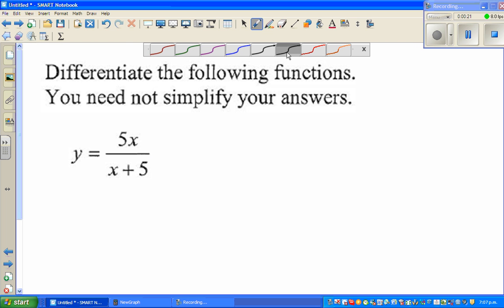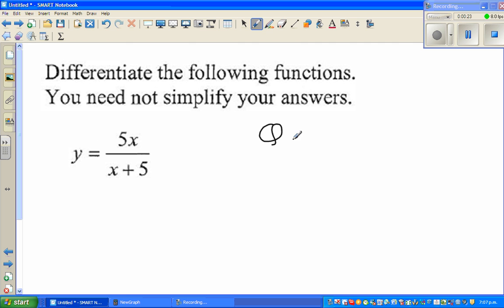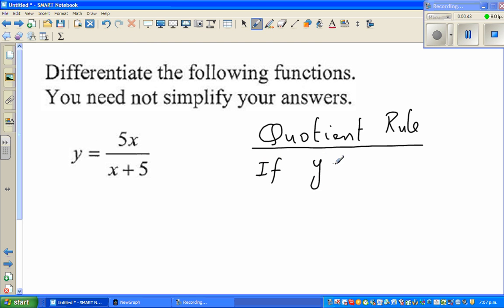So let me write the quotient rule. The quotient rule is basically the product rule, but I'll not go into that. It's a very elegant rule. So if y is equal to u over v, you've got two functions. Here you can compare your u with 5x and v with x plus 5.